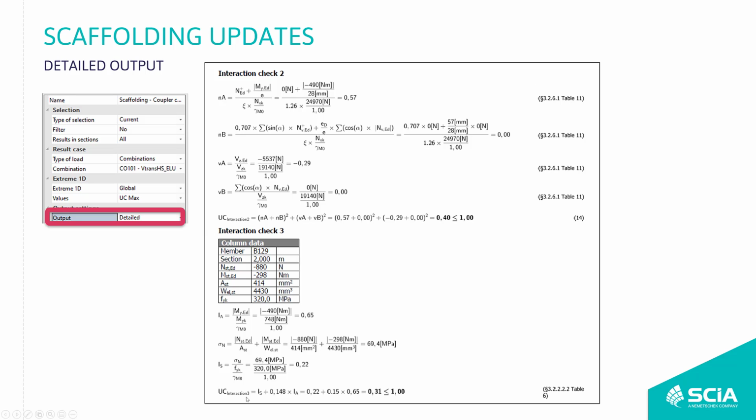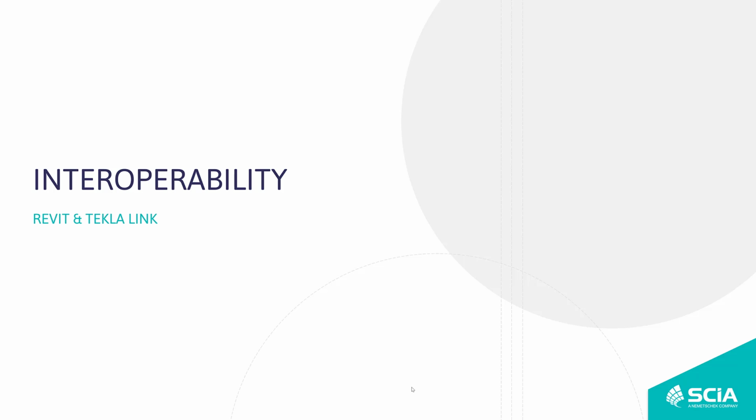In the case of the interaction 3, here you can see the formulas which are exactly the same as in the previous slide. So I see here the formula, substitution, and the result, and I know that it satisfies the check that it's below 1. So I'm happy. And that was all related to steel structures and scaffolding.